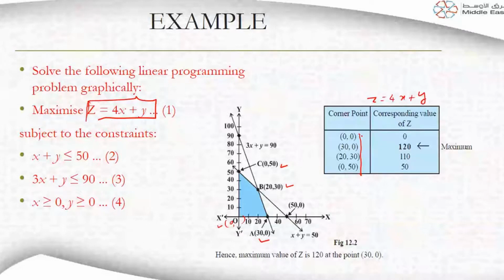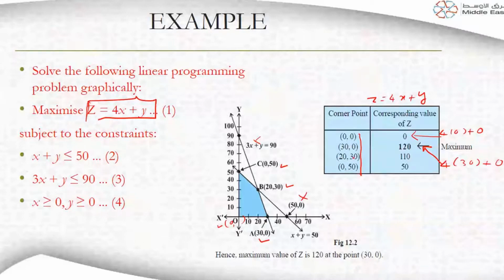You put 0 comma 0. So 4 into 0 plus 0 is going to be 0. Write it. Then put 30 comma 0. That is, take the points which are coming in the corner points. Don't take this point, this is not required. So 4 into 30 plus 0 is going to be 120.